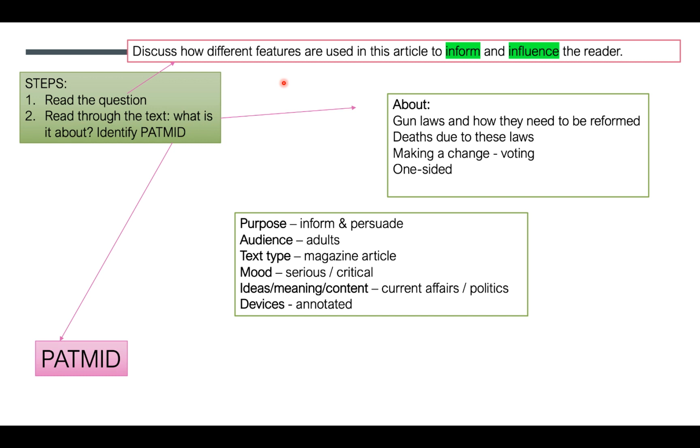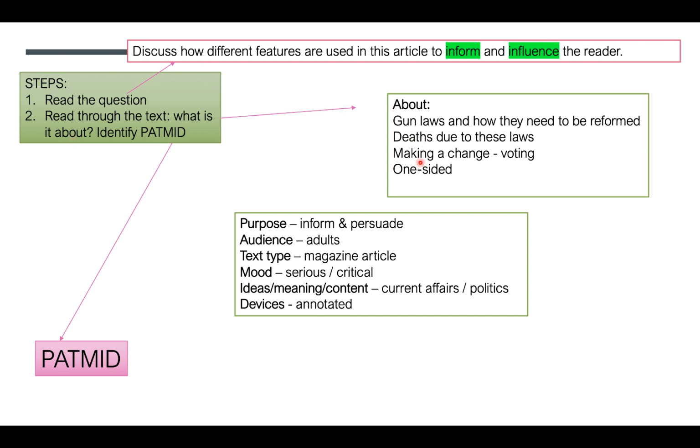It may even use the word persuade, for example. So do consider the question, highlight the key words, think about what you're being asked to do, and that really helps you when you're going through the text and you're trying to pick out anything that is relevant. So the steps here: read the question, which I've now done, then read through the text. Try and identify as much of PATMID as you can.